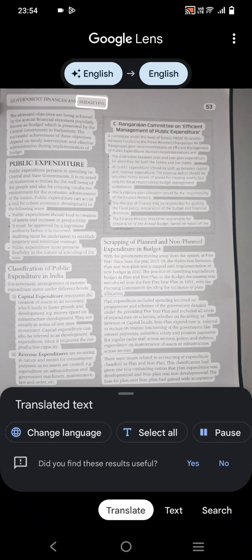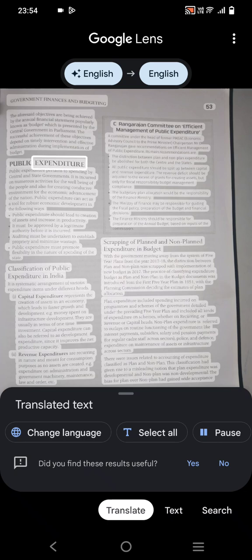Government Finances and Budgeting. 53. The aforesaid objectives are being achieved by the annual financial statement, popularly known as budget, which is presented by the central government in Parliament. The successful achievement of these objectives depends on timely intervention and effective administration during implementation of the budget.